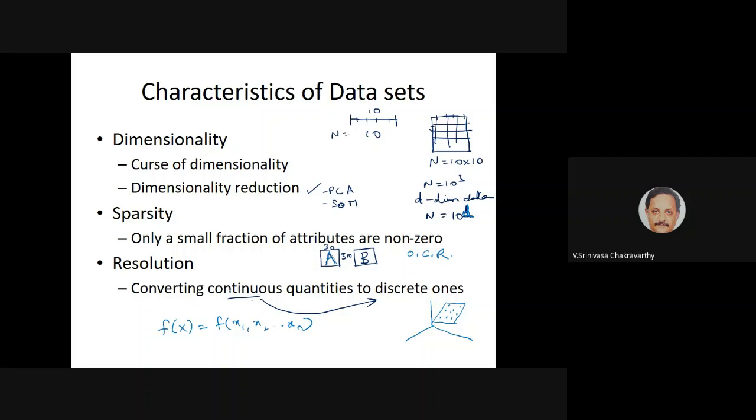Resolution: whenever you have continuous data and you express that into numbers, we have to deal with the concept of resolution. Unless resolution is good enough, you might lose data. You know from the sampling theorem that you study in communication and information theory, if I have a signal, unless I sample it at a sufficient rate, I won't be able to reconstruct the signal accurately. So that's where you get into the issue of resolution.